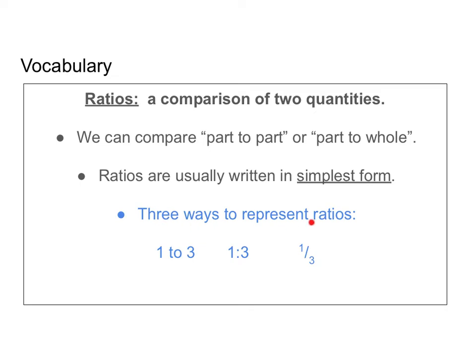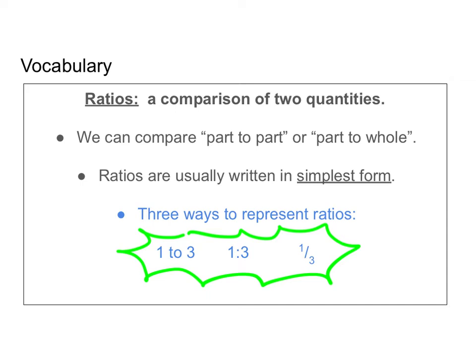So there's 3 ways to represent ratios. You can say 1 to 3 like this with the word to, you can say 1 to 3 with a colon, or you can represent it as a fraction, 1/3. Okay. Make sure that you write this down. This is important, the 3 different ways to represent ratios.